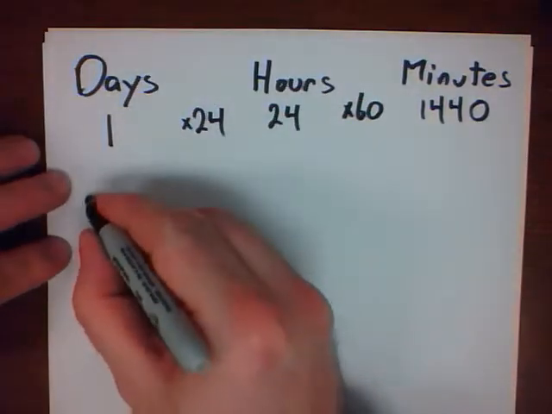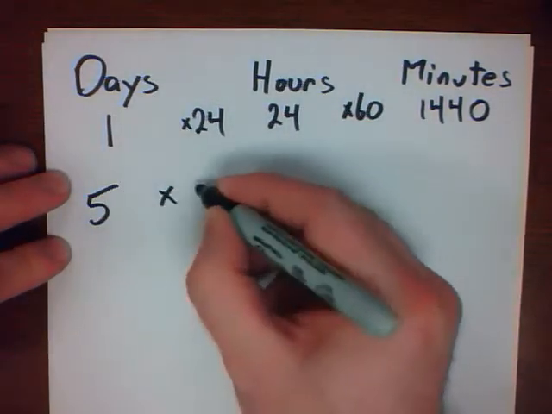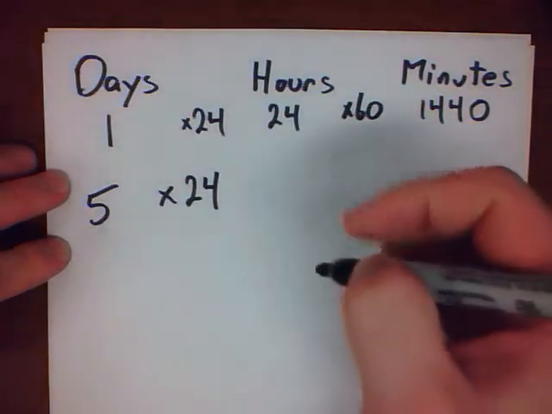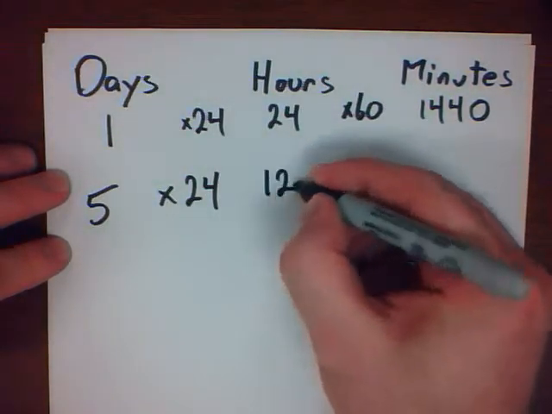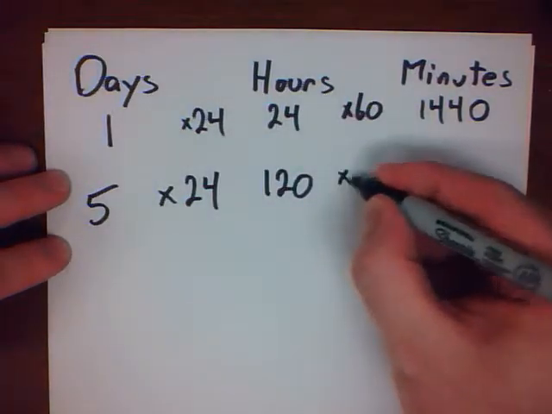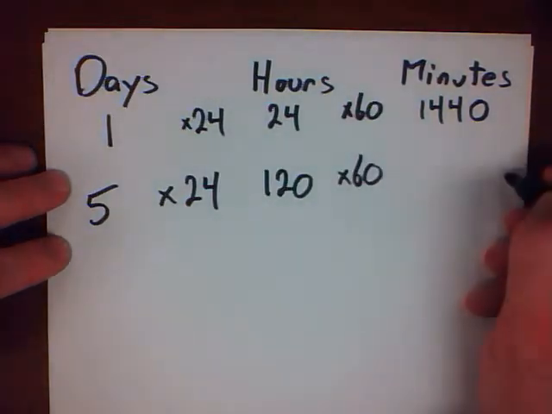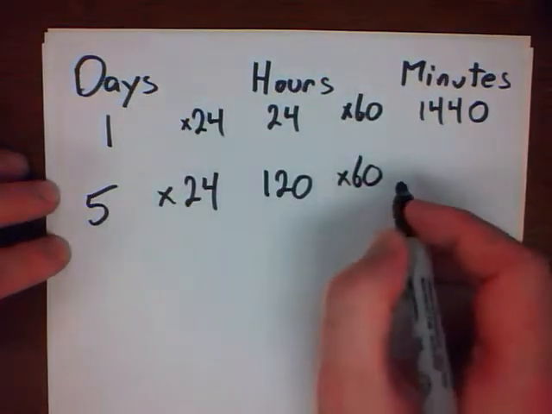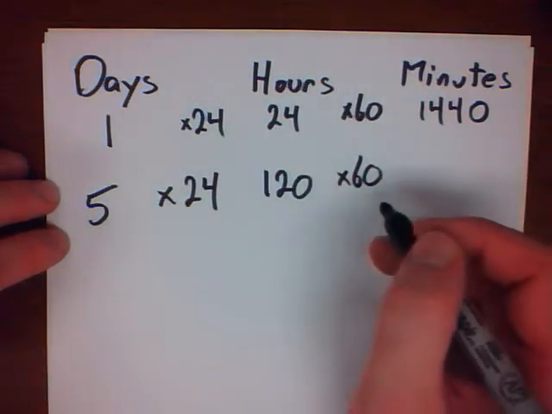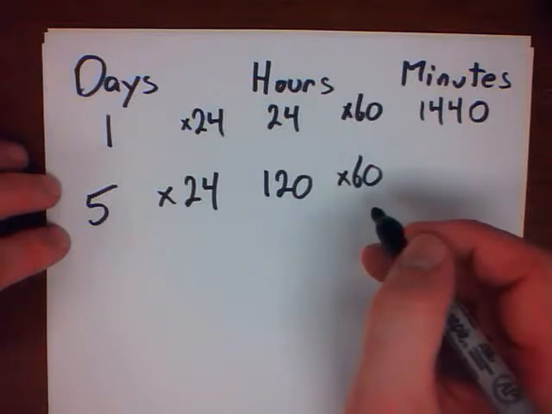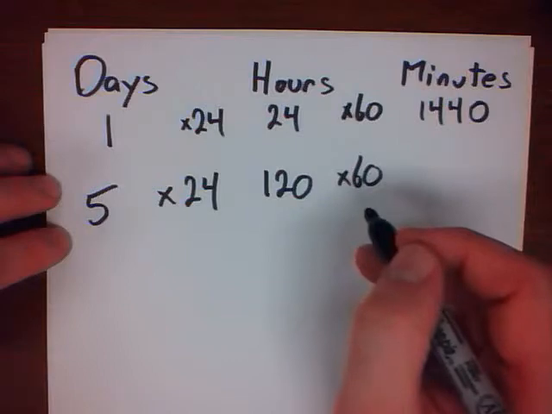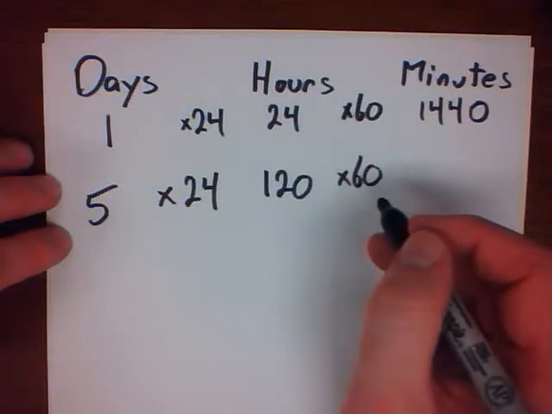So if I had 5 days, I times that by 24, which would give me 120 hours, and I would times that by 60, which would give me a very large number of minutes. Remember that you have to make these conversions as well. So, once again, whenever you are creating ratios, whenever possible, you must convert them to the same units.